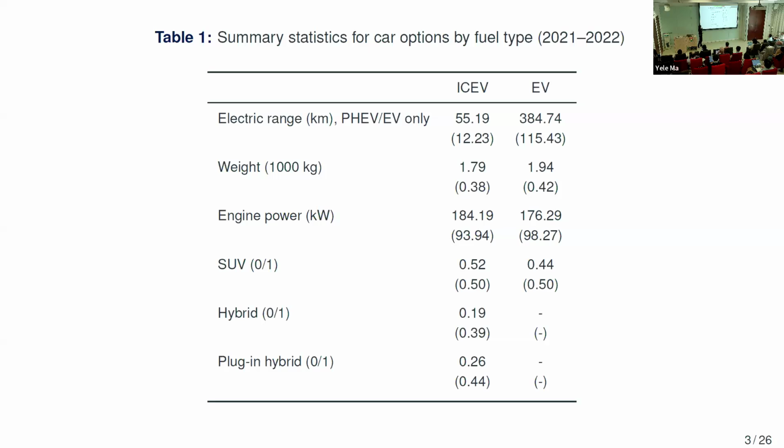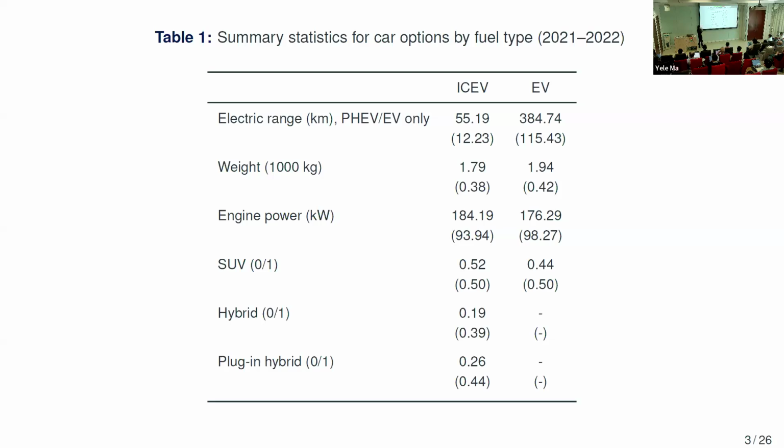Okay. And as you can also see, electric cars are also heavier. This is because they have batteries, and the batteries are heavy. This is going to be important because weight is correlated with local pollution. And if we think about how powerful they are, electric cars are slightly less powerful than the average internal combustion engine car that we observe here. And half of them are SUVs, more or less for both of them.